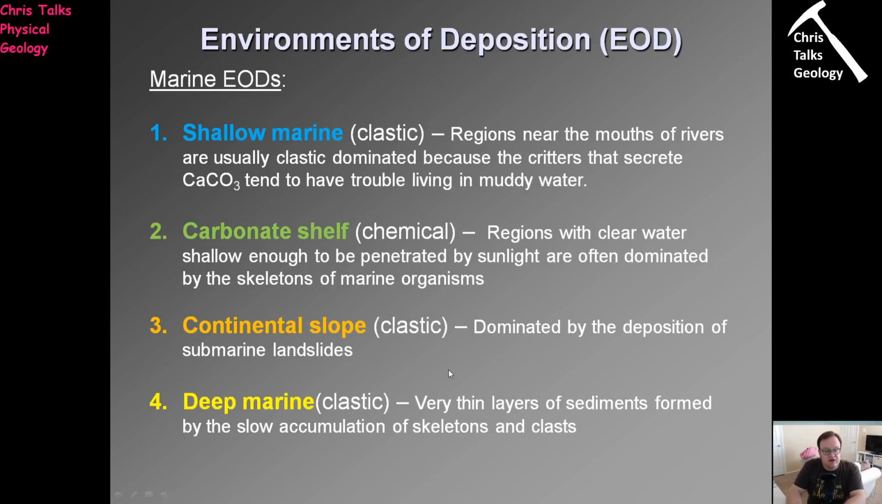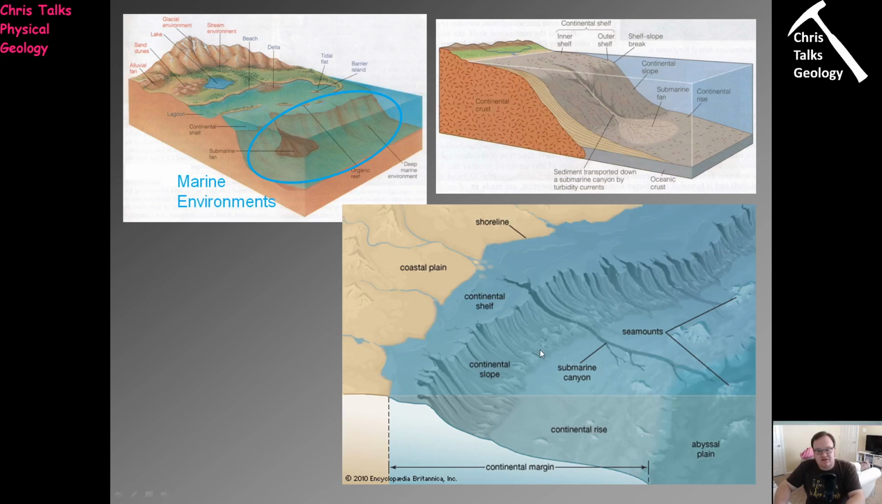So, we're going to think about four environments of deposition for the marine setting. So we have shallow marine, clastic; carbonate shelf, those are chemical; continental slope, clastic; and deep marine, also clastic. So shallow marine system. So let's just keep going.